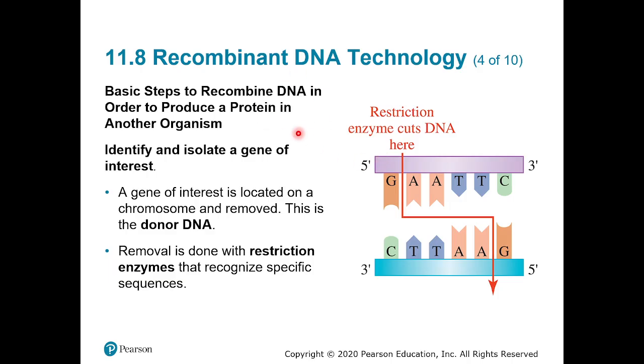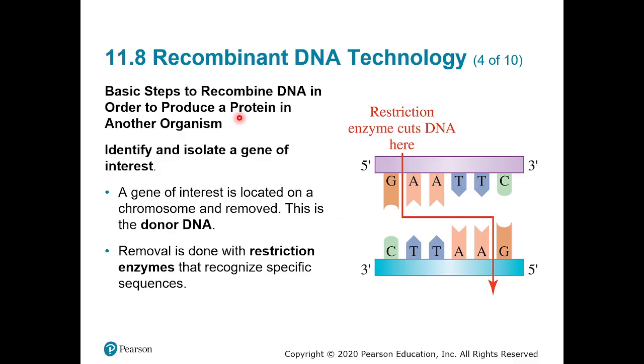This is your recombinant DNA technology right here. So your basic steps to recombine DNA in order to produce a protein in another organism is going to be identifying and isolating a gene of interest. So you find the gene that codes for the enzyme or protein that you want to insert, whether that's glow-in-the-dark jellyfish or whether that's a crop that's more resistant to weed killer or a crop that doesn't get eaten as much by X bug. Okay.